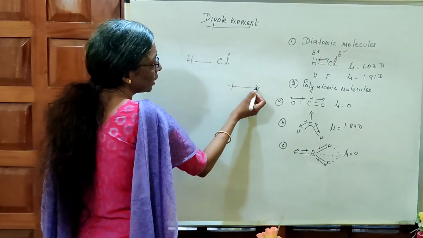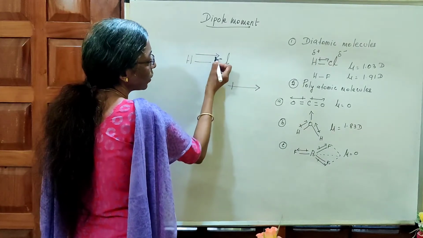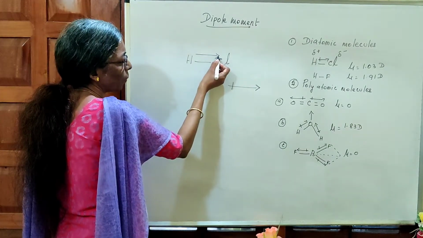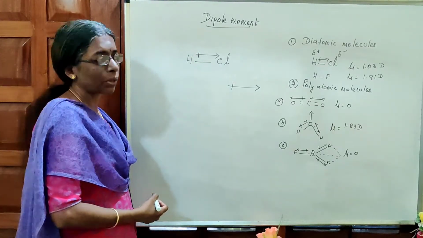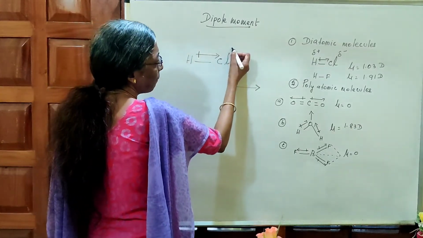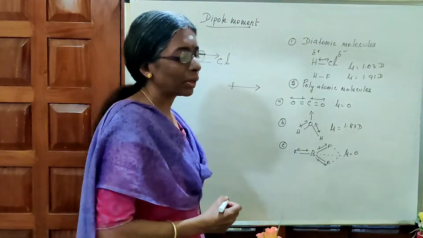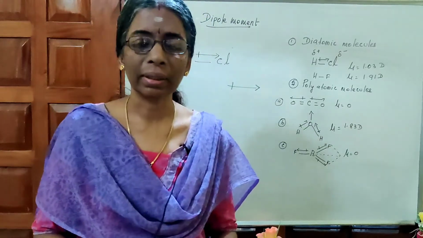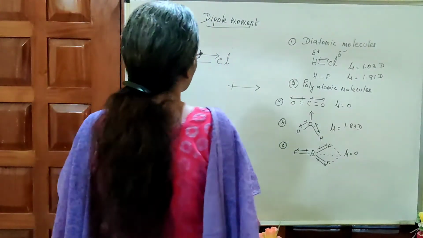So where this one arrow mark is there, that shows which is the more electronegative element. This side is the less electronegative element. So this will become delta minus, and this is delta plus. Now we will see how to calculate the dipole moment in case of diatomic molecules.